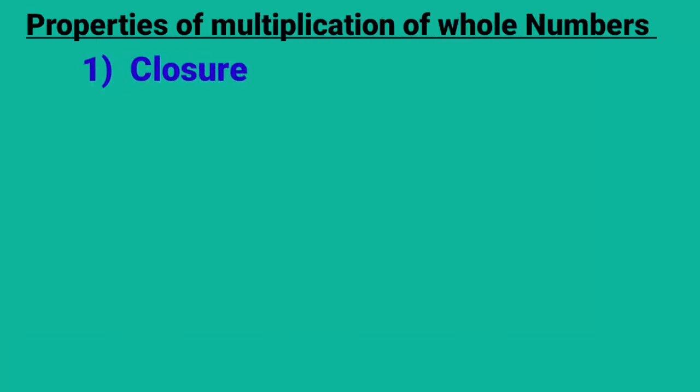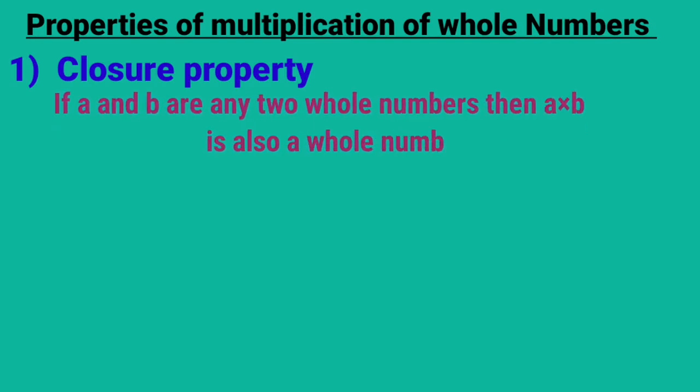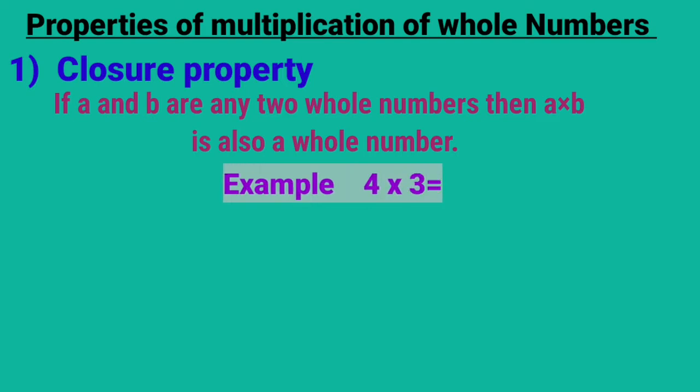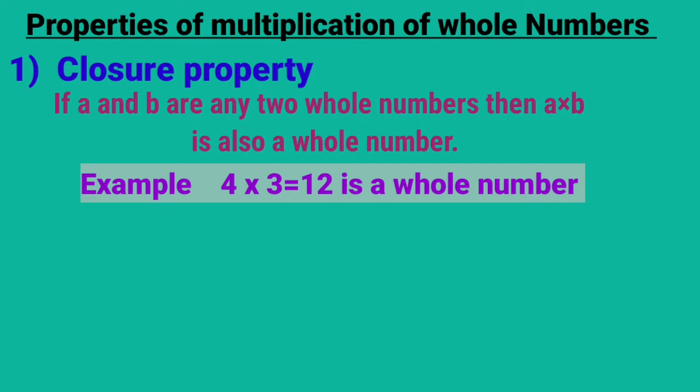First is closure property. As we have seen in properties of addition, same is here. If A and B are any two whole numbers, then their multiplication is also a whole number. Let's see one example here. 4 is a whole number, 3 is also a whole number. On multiplication, result is 12, which is also a whole number. That means if we multiply two whole numbers, result is also a whole number. This is only the closure property.